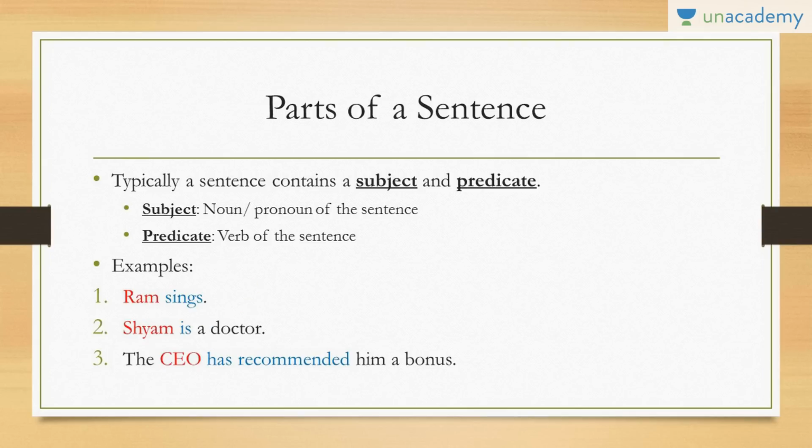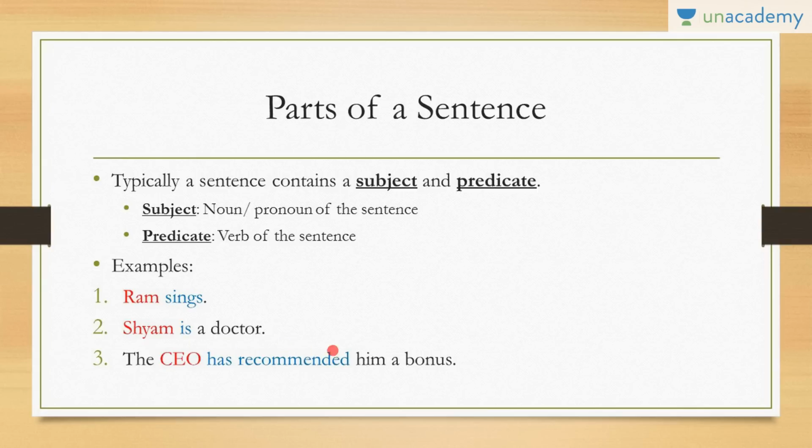Then, Sham is a doctor. Noun is Sham, verb is "is". Okay, some of you might get confused about how "is" is a verb, but yes, "is" is a verb. So don't get confused. I deliberately chose this example. It's a very simple sentence, but you need to be aware that "is" can also be a verb.